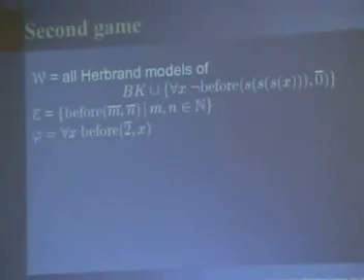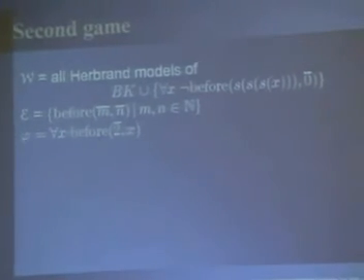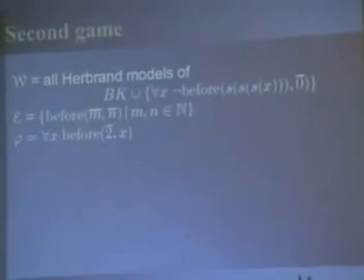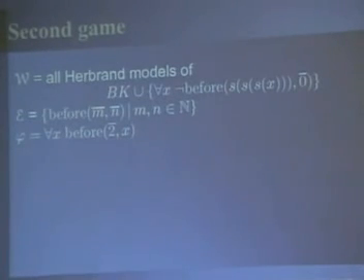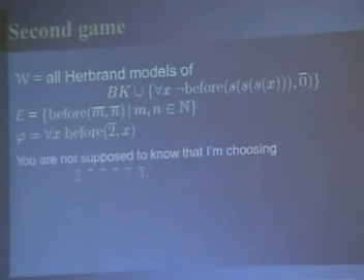Let's play the third game. This time, we take W to be the class of all Herbrand models of BK, and the evidential state is just the same as before, but this time I want to find out whether this formula phi is true or not. The game is almost the same as the previous game, except there is a problem. The problem is we do not restrict the structures such that 0 had only 2 possible elements before it, 1 and 2. So the game has changed.